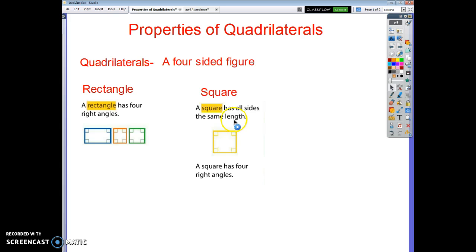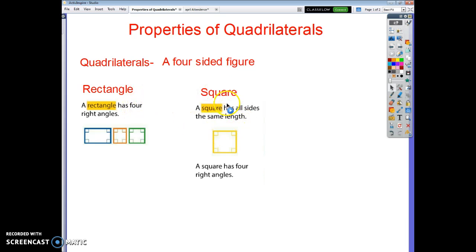And I want you to notice something. A rectangle has four right angles. A square also has four right angles, and it has all sides the same length. So this gets us into our squares are really rectangles. Squares can be a rectangle, but rectangles cannot be squares because not all rectangles have sides all the same length. Does that make sense? So we got rectangles, squares.